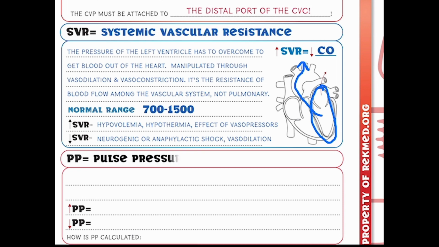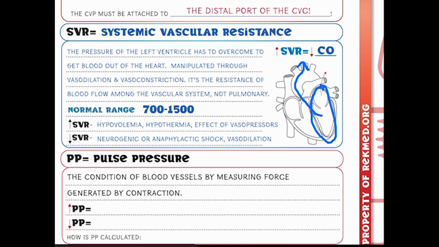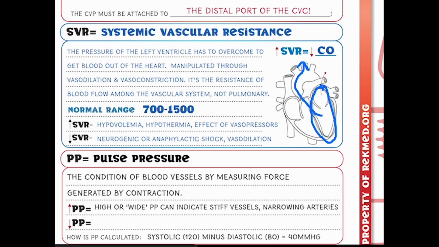And then we have pulse pressure. And this is the condition of blood vessels by measuring force generated by contraction. So we're going to calculate the pulse pressure by taking our systolic, so we're going to pretend it's 120, minus our diastolic, and we'll pretend that's 80, which is going to give us 40 millimeters of mercury. A high pulse pressure, or wide pulse pressure, the higher, indicates that there are stiff vessels and narrowing of the arteries. And a low pulse pressure, or narrow pulse pressure, can indicate that there is poor cardiac output.